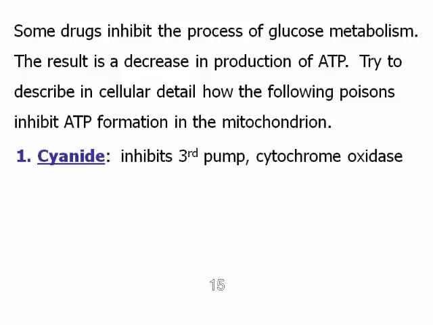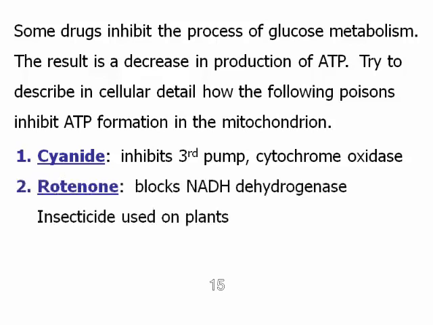First, cyanide. Have you heard of that? This is stuff that would come with a skull and crossbones on it. It inhibits the third pump, cytochrome oxidase. Second, rotenone. This is an insecticide to kill insects that they spray on plants. This is one of the reasons why it's good for you to eat organic. Organic produce is not sprayed with this stuff. Rotenone blocks the NADH dehydrogenase.